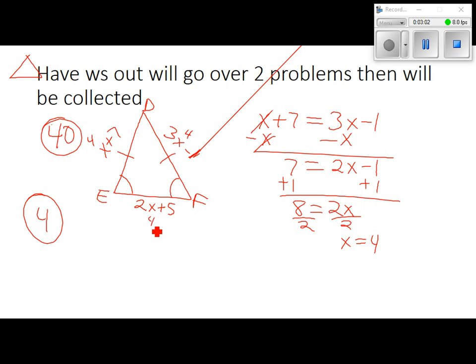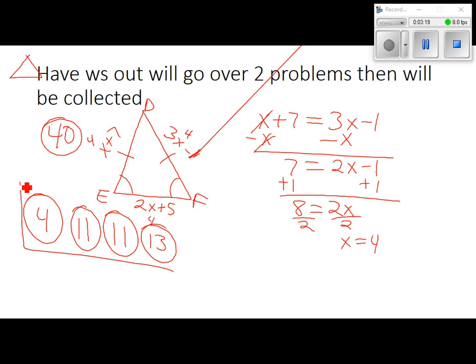4 plus 7 is what? 11, so you know that. So one of our sides is 11, and Harry's right, this side over here better also be what? 11. Does that mean this one down here has to be 11? No. It's 13. Those are our 4 answers. x was 4, one side was 11, the other side 11, last side was 13.